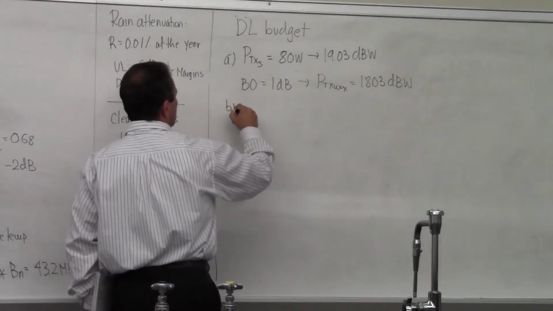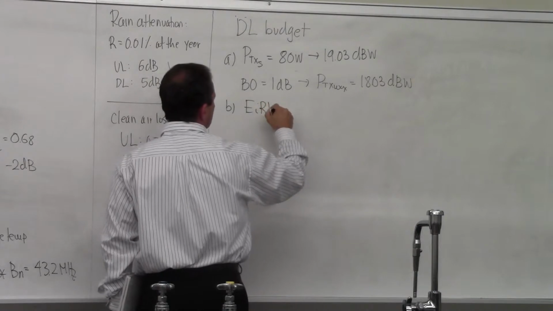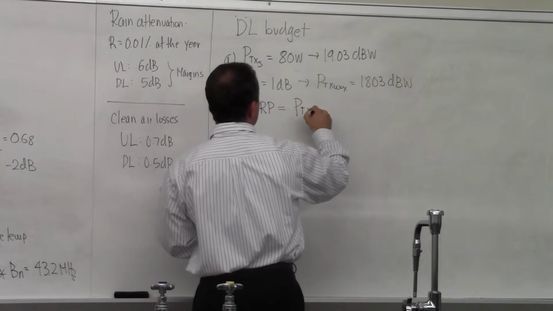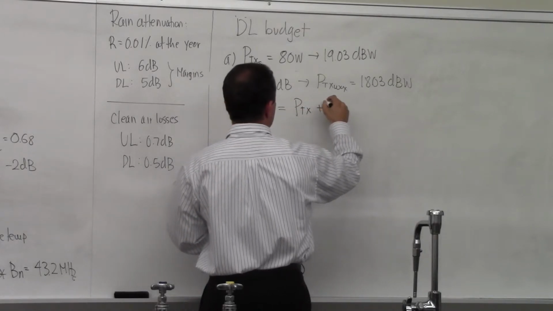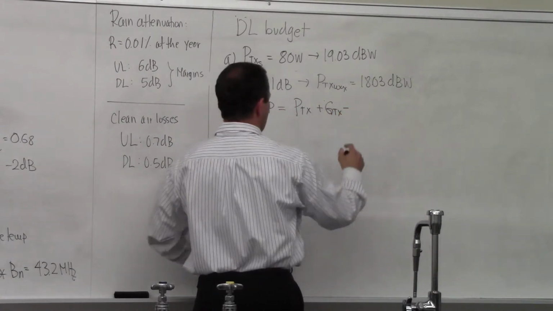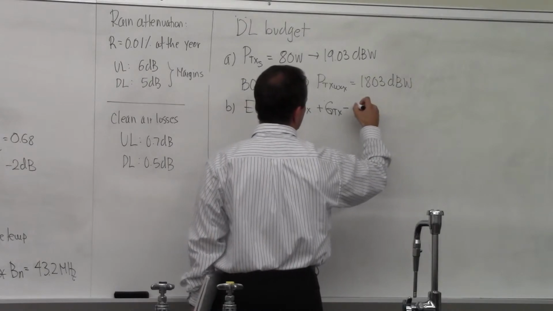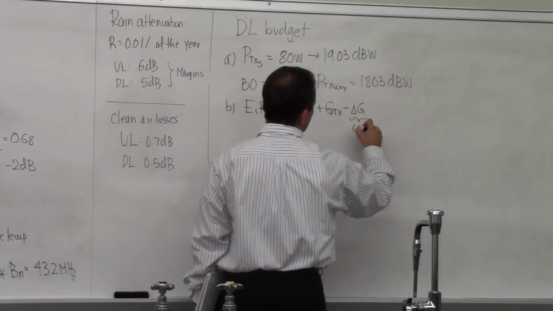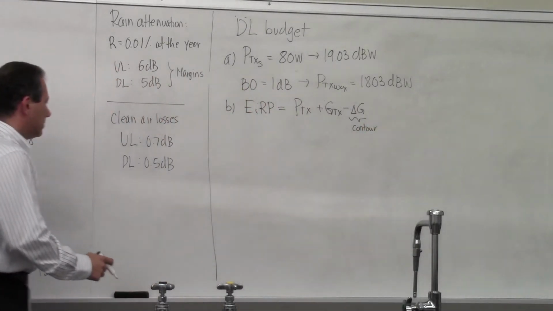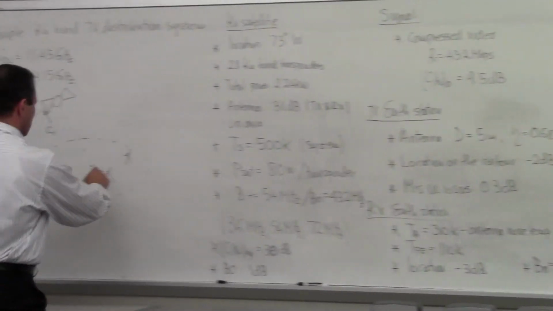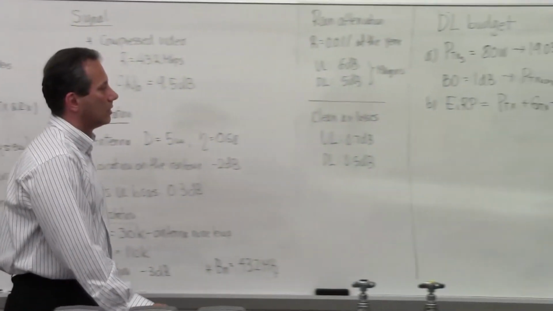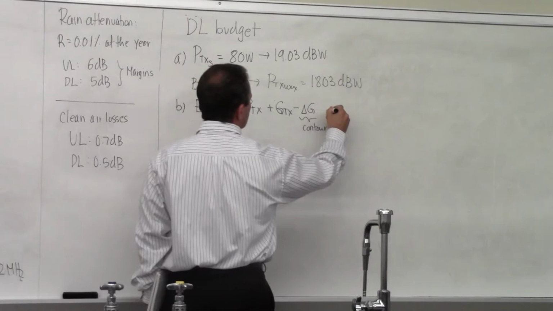Part B, let's determine EIRP for this transponder. So this is going to be your transmit power plus the gain of the transmit antenna minus your contour, right? Delta gain. This is a contour relative to the on-axis gain, because we are now dimensioning not for these guys that are in the center, but for the guys that are on the outskirts of your coverage area.